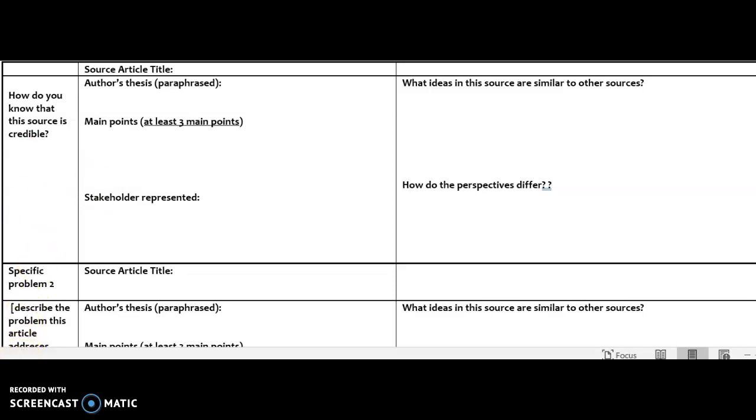Otherwise, this is the synthesis grid assignment, and you are good to go to get started once you take a look at your inquiry question and make sure it's meeting those criteria.